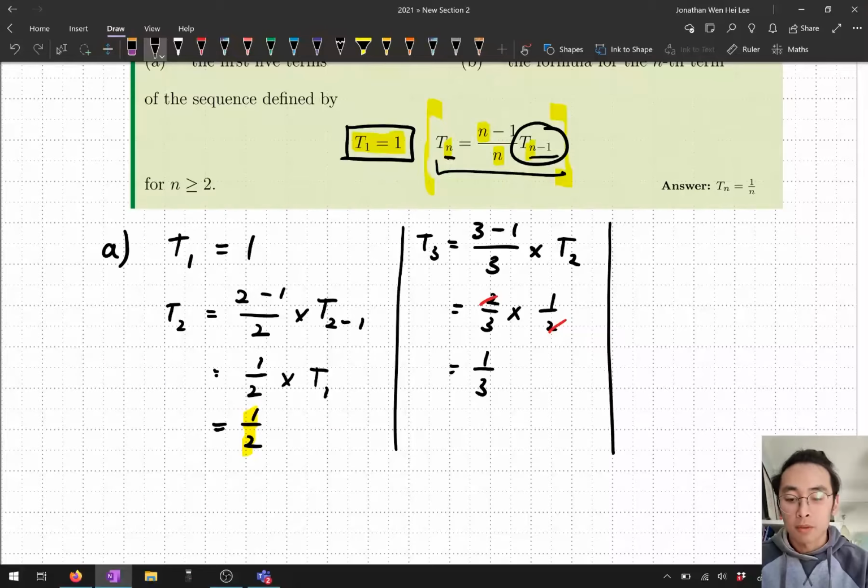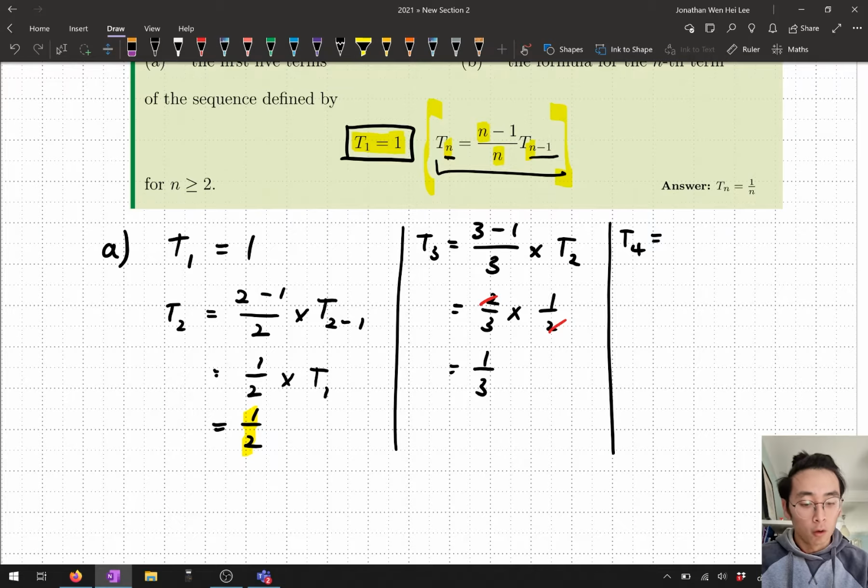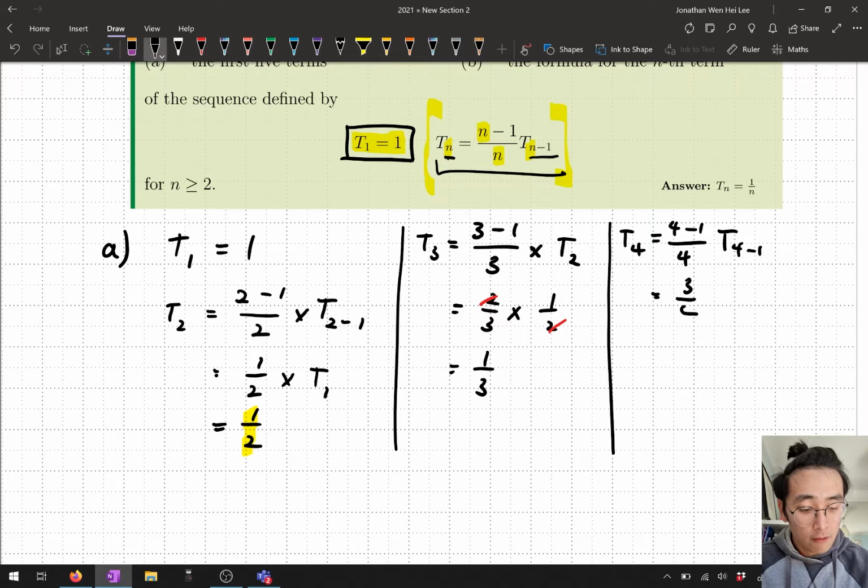Let's do it for T4. So we're on the 4th term now, T4. Wherever I see n in my rule, I'm going to substitute 4. So here I get (4 minus 1) over 4 times T(4 minus 1). Okay, 4 minus 1 over 4 is just giving me 3 over 4. And I'm multiplying that with T3.